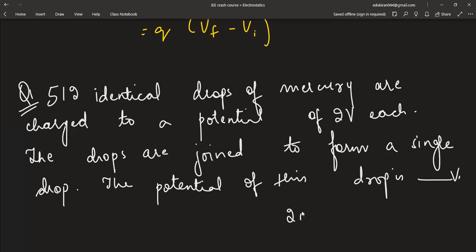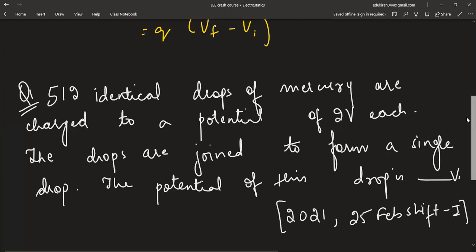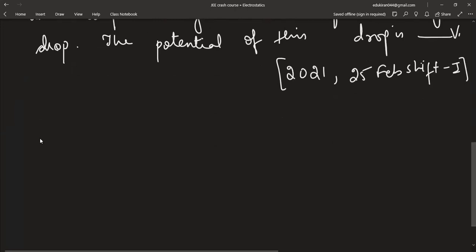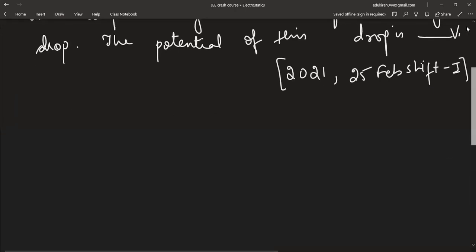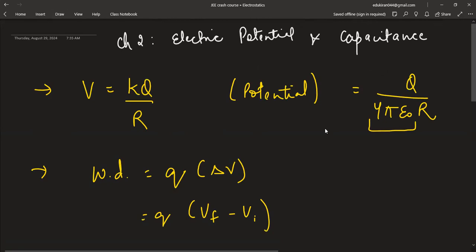This is a question from 2021, 25th Feb, shift first. So I'll give you the options also, so it's better for you to at least try it. So option A, or let's leave this because the options weren't given. Write this down. Then you can write down the question and then we can discuss it.